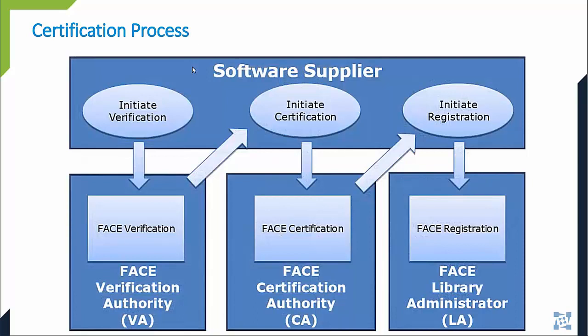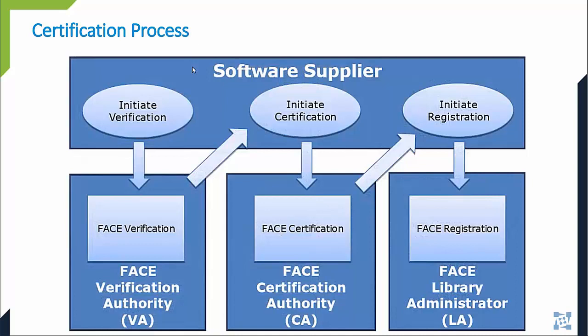And then if the unit of portability receives a passing verdict by the VA, the software supplier can then submit their verification results package to the certification authority. The CA then assesses the verification results packages, manages legal agreements, and issues a FACE conformance certificate. The final step is registration.